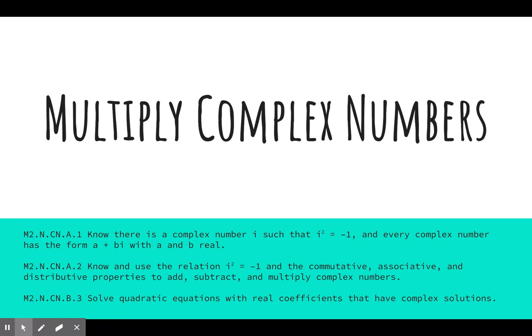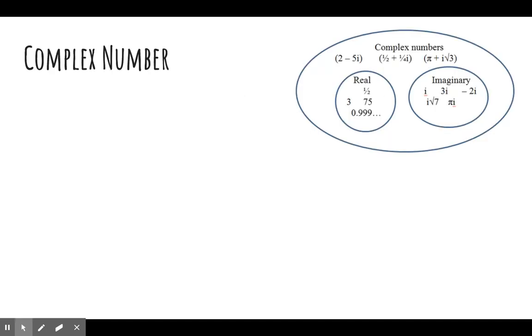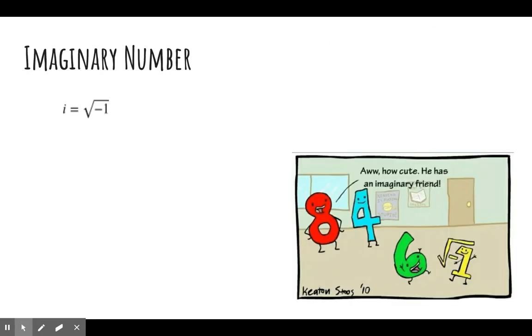In this lesson, you will learn to multiply complex numbers. A complex number is in the form a plus bi, where a is the real part and the bi is the imaginary part. An imaginary number is defined by i equals the square root of -1.